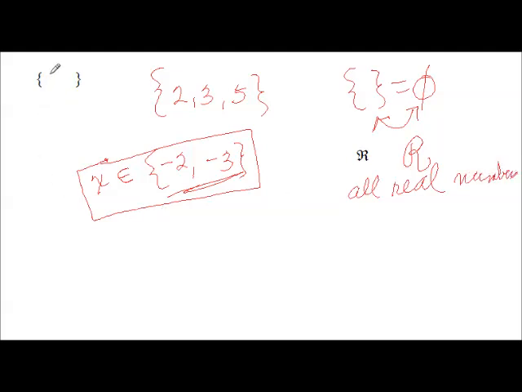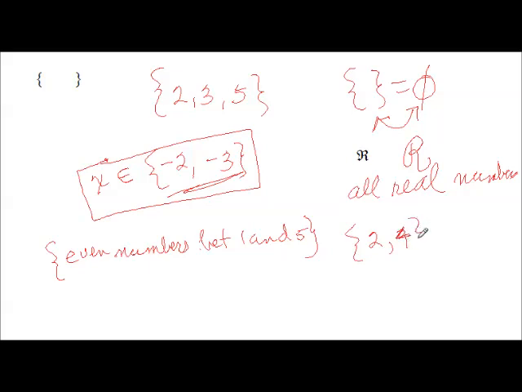Now, sets can be described by rule, saying the set of even numbers between 1 and 5. That would be by rule. Even numbers between 1 and 5 would be 2, 3, no, not 3, 2 and 4. Even numbers between 1 and 5 are 2 and 4. This is by rule, giving some sort of explanation for it.